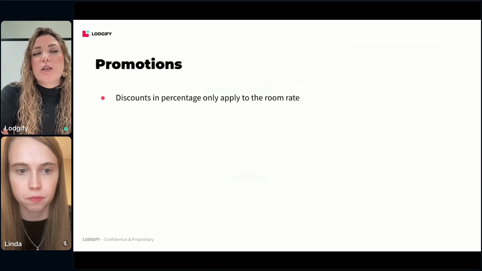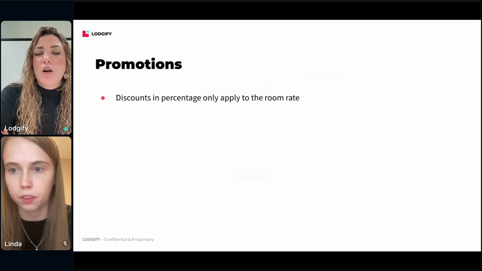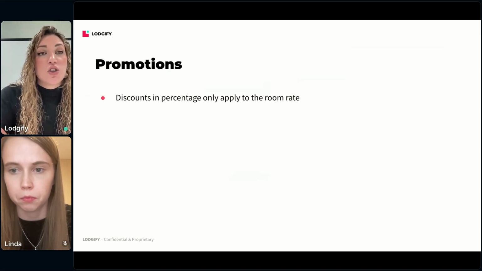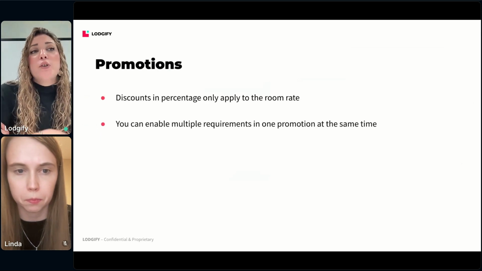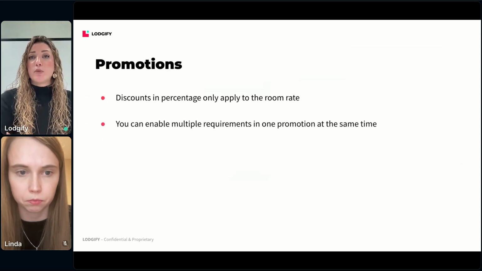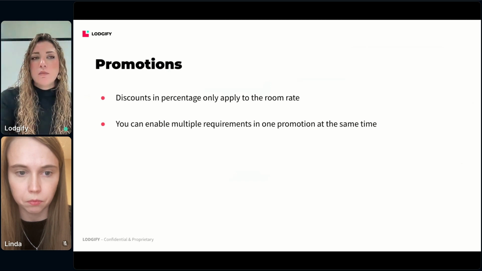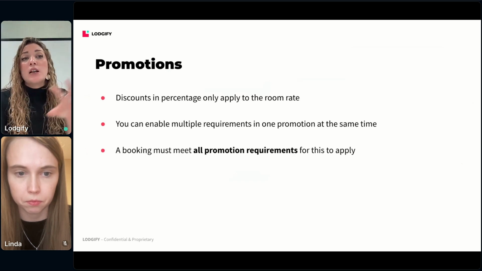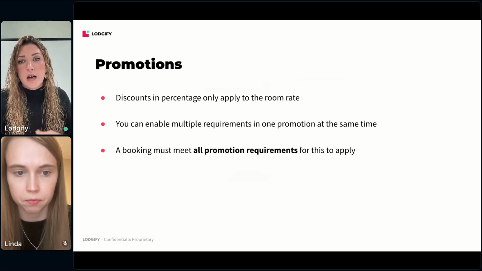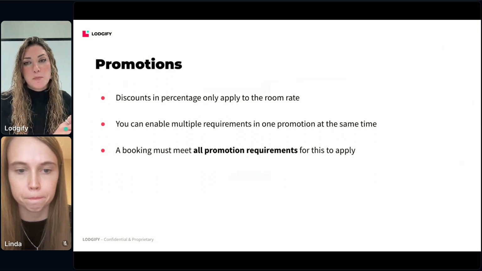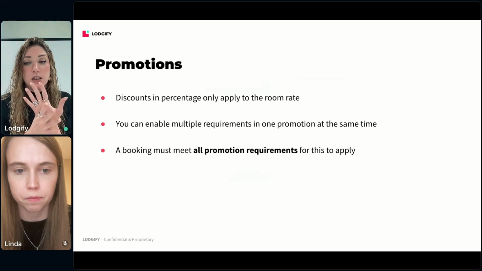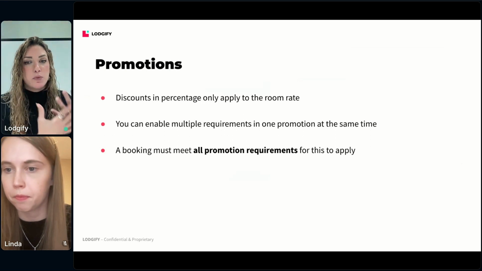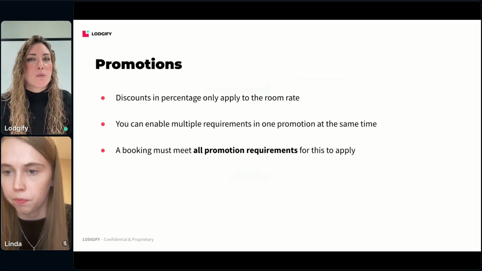A few notes about the promotions. As we already said, discounts in percentage will only apply to the room rate, so not to the room rate plus the other items, just room rate. You can enable multiple requirements in one promotion at the same time, as we just saw. A booking must meet all promotion requirements for this to apply. So if you have a promo code, a booking date range, a stay date range, a minimum stay, and last minute, all 5 settings must be met by the booking in order for the promotion to apply. Otherwise, it won't.